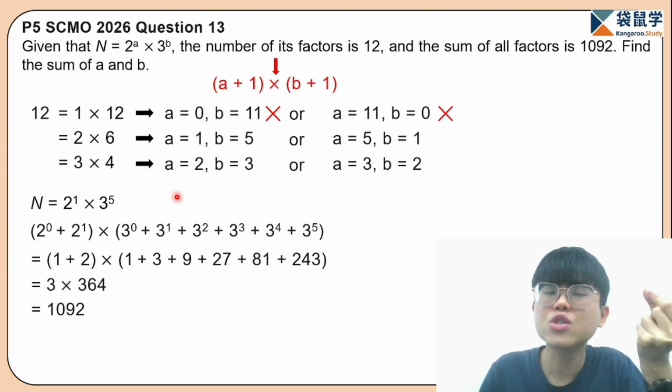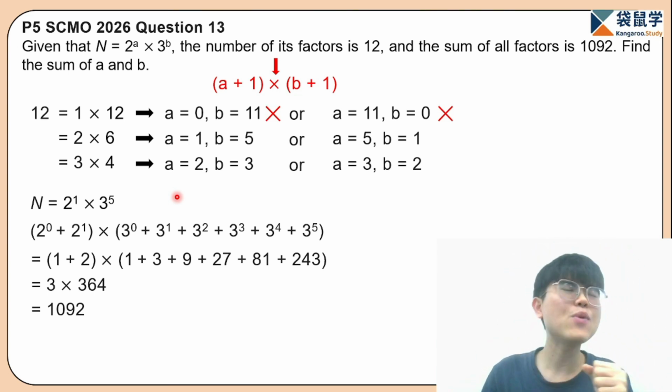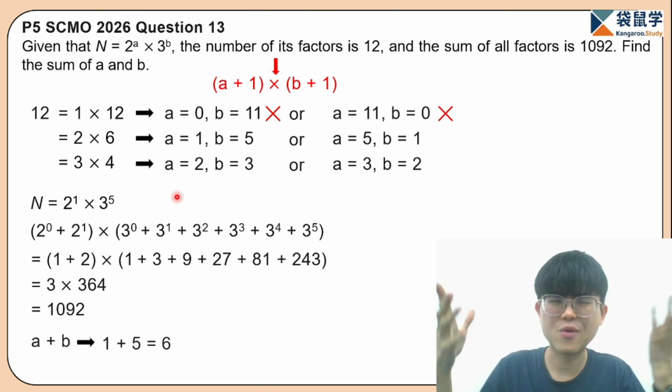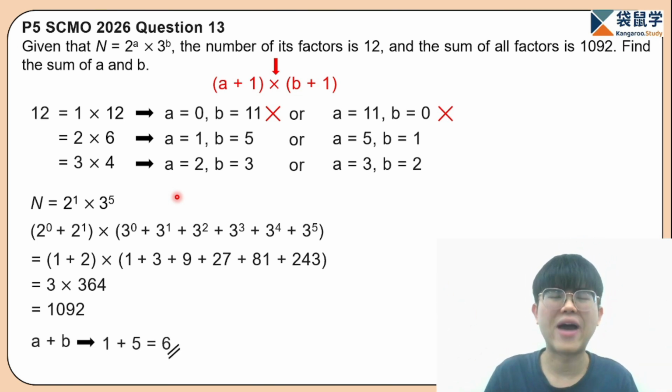We say that A is 1, B is 5. Since we are trying to find the sum of A and B, it will just be 1 plus 5. It will be 6. And this will be our final answer.